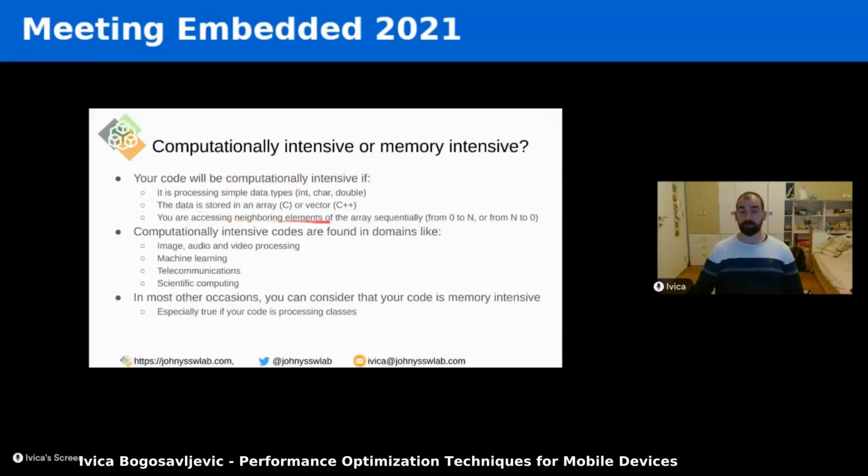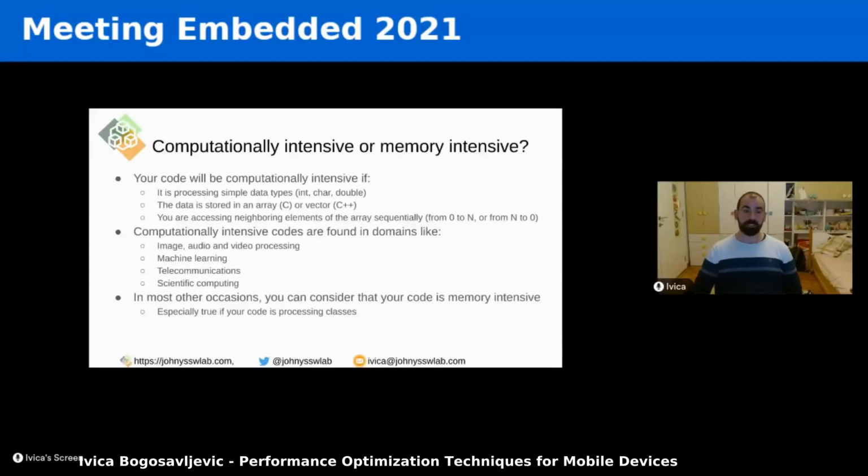This is important to note: there aren't many codes like this. Codes that are processing simple data types, where data is stored in an array and you're accessing it sequentially, not skipping any elements, not doing any random accesses. These codes happen a lot in scientific computing, image, audio, and video processing, machine learning, especially matrix multiplication, telecommunications, and so on. But in the general object-oriented programming world, they don't happen often.